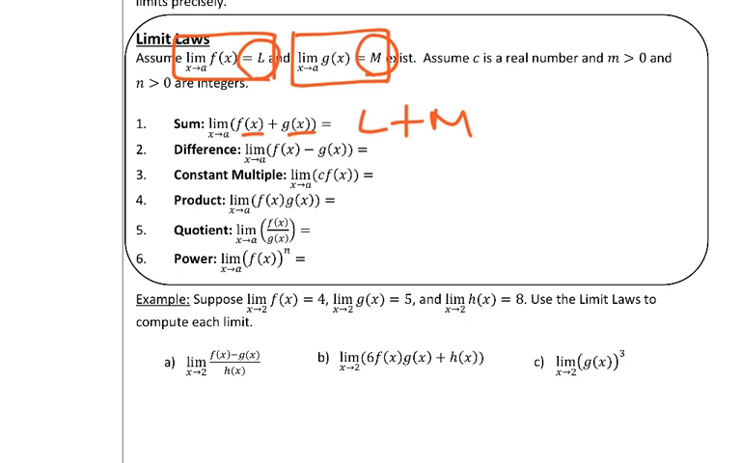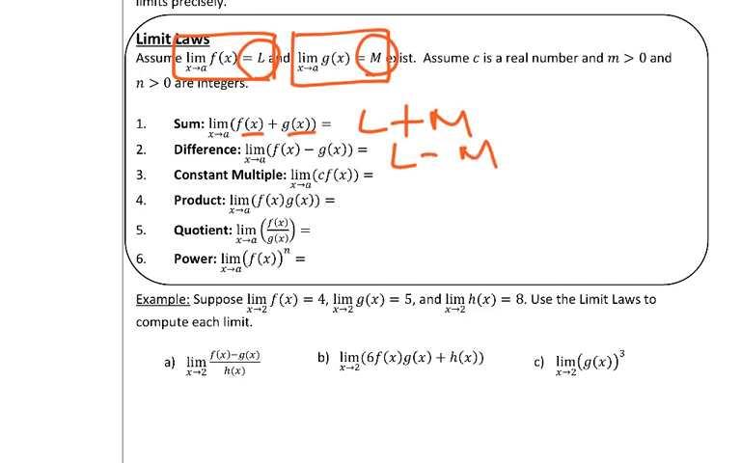Looking at the difference, the limit as x approaches a of f of x minus g of x is the same thing as the limit as x approaches a of f of x minus the limit as x approaches a of g of x. So in this case, it would be L minus M.